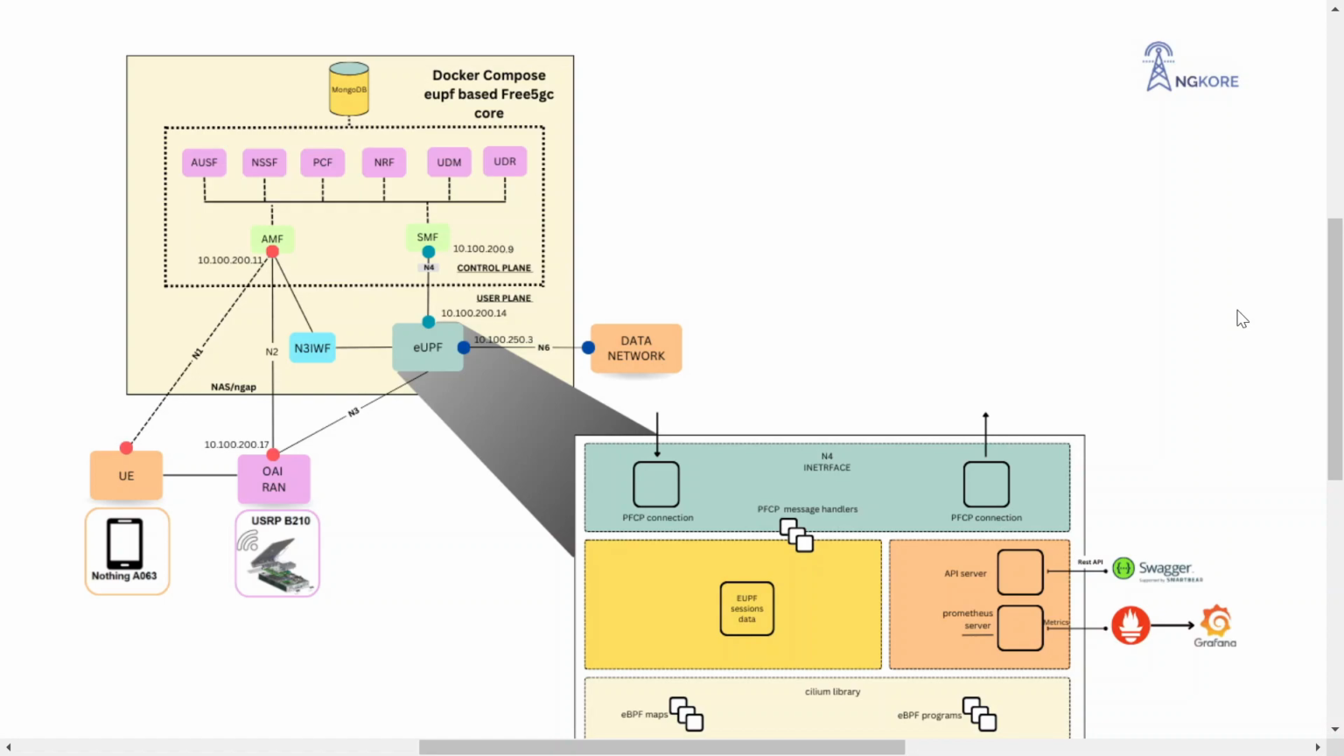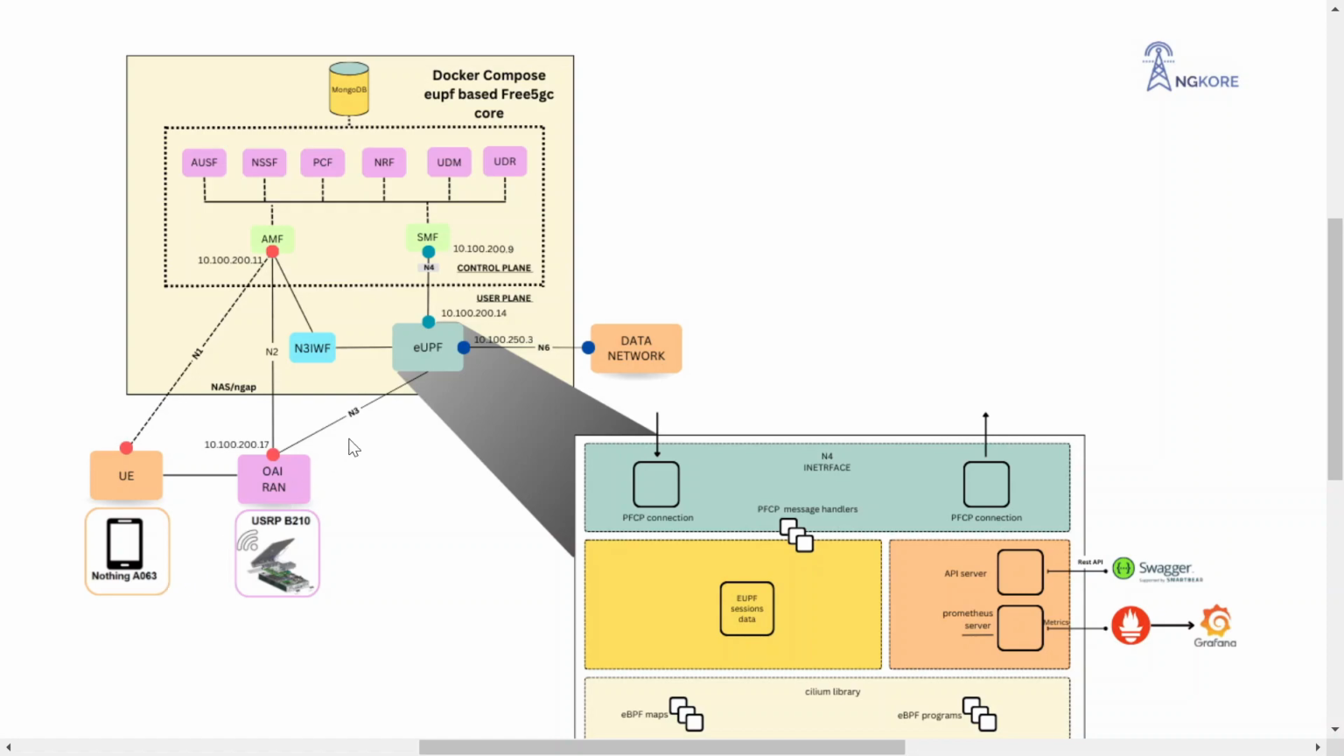But before we dive into deployment, let's take a quick look at the architecture diagram to understand the components involved. So, as you can see, this is the architecture diagram of eBPF-based Free5GC Core. Here you can see all the components of 5G Core control plane that includes AMF, SMF, etc. AMF is connected to the OAI RAN, which is also connected to software defined radio, that is in our case USRP B210. And finally, the radio will be connected to our UE, that is Nothing Phone 1.